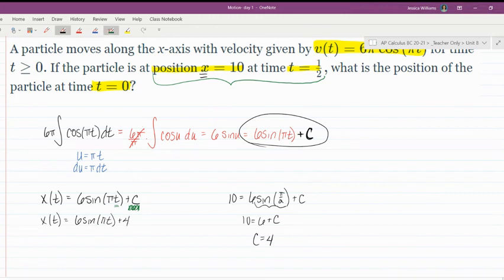And now I can answer the question real quick. They want it at 0. So x of 0 is 6 sine pi times 0 plus 4. Sine of 0 is 0. So x of 0 is 4.